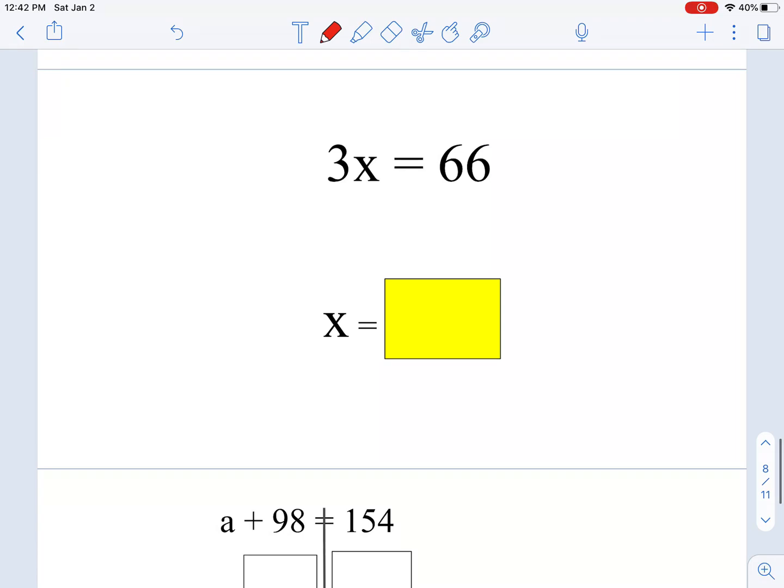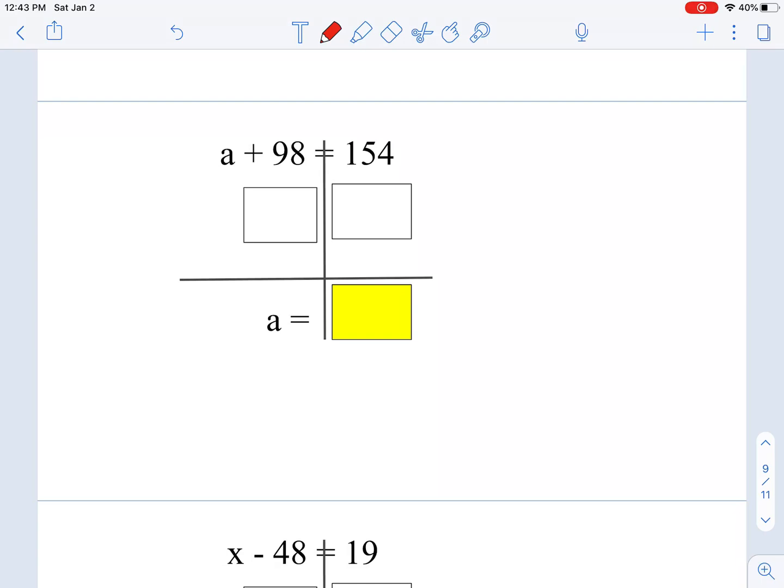Okay, remember, side by side, multiply. So instead of multiplying by 3, we're going to do the opposite and divide by 3. And whatever I do to one side, I'm going to do to the other. So I divide this by 3. These cancel out. There's that x. And 66 divided by 3 is 22. If you watch the video, I'll give you the answers.